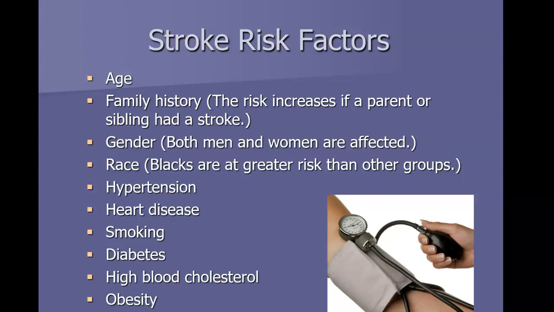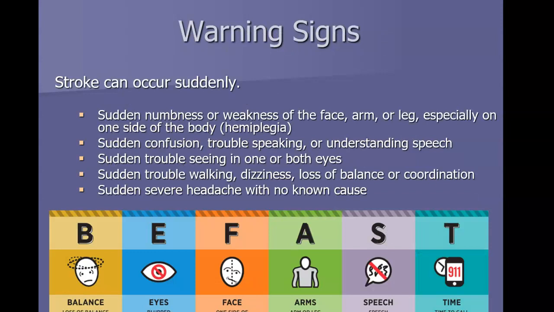Smoking puts you at risk of strokes, heart disease, high blood pressure, all of it. Diabetes will put you at risk for stroke. High cholesterol, because that causes that narrowing, that atherosclerosis or narrowing of the arteries. Obesity puts you at higher risk of having a stroke, and then a previous stroke or a TIA automatically puts you at that risk factor.